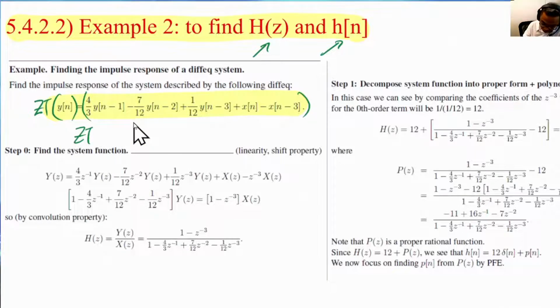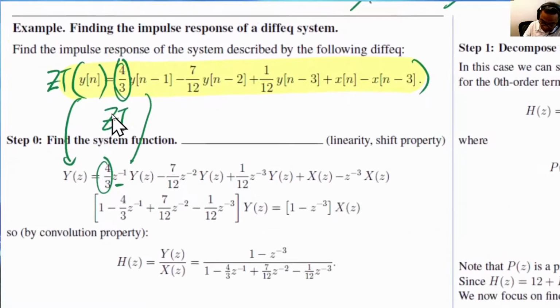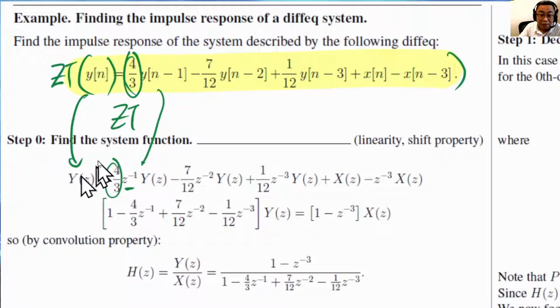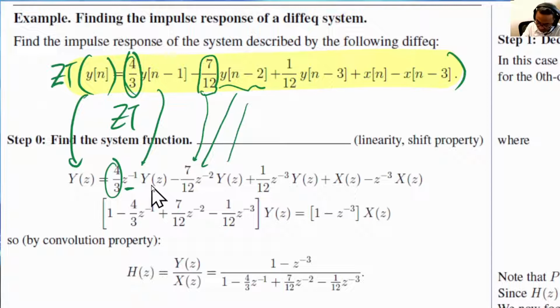When we do that, we will reduce it into this form. The Z-transform of y(n) is Y(z). The Z-transform of this is simply the coefficient 4/3, and since y(n) is delayed by 1, we get z^-1 Y(z). This is again the same. This is y(n-2), therefore we get z^-2 Y(z), and so on and so forth.